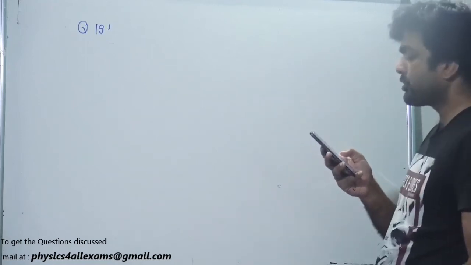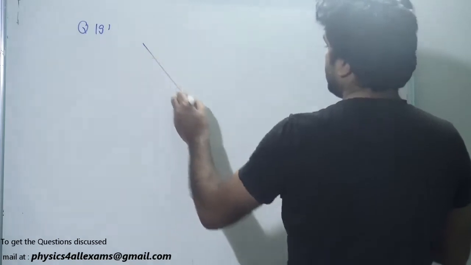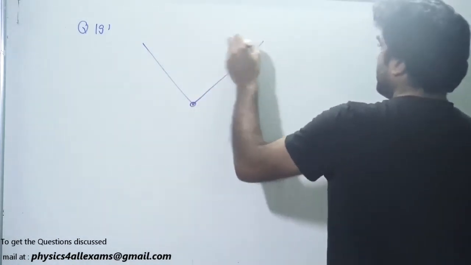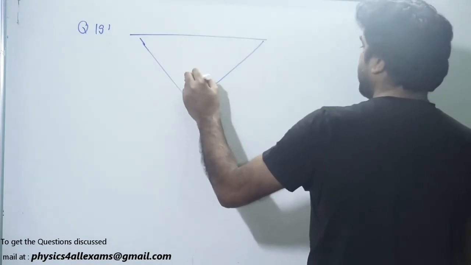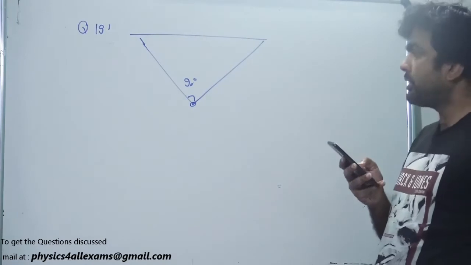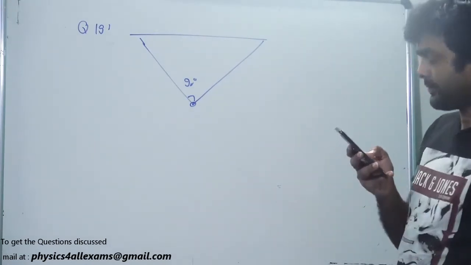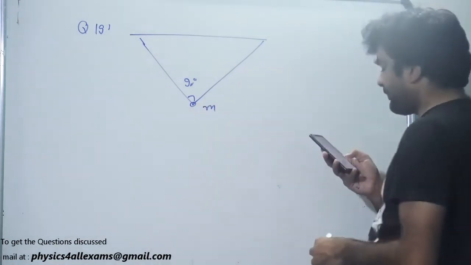Okay, so question number 19 is: a charged ball is suspended from two silk threads, and in equilibrium the silk threads make an angle of 90 degrees. Both the silk threads have equal length, and mass m is given in this problem.